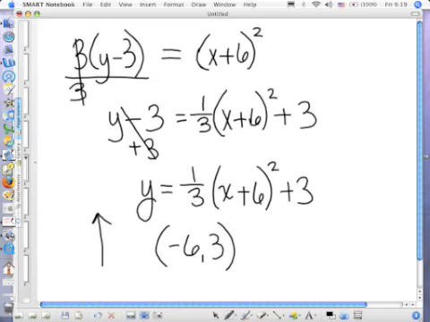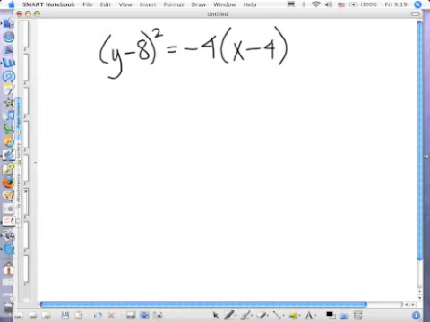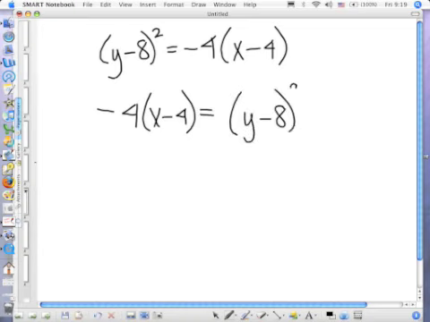Y'all ready? This time, which letter do we leave by itself? The x, because this time the y is being squared in some form or fashion. Now, let me show you something. This is backwards, right? If I have two things equal to each other, if I just switch the sides, does it change anything? No. So just to make it a little bit more familiar to us, I'm just going to flip it around. But you don't have to do that.